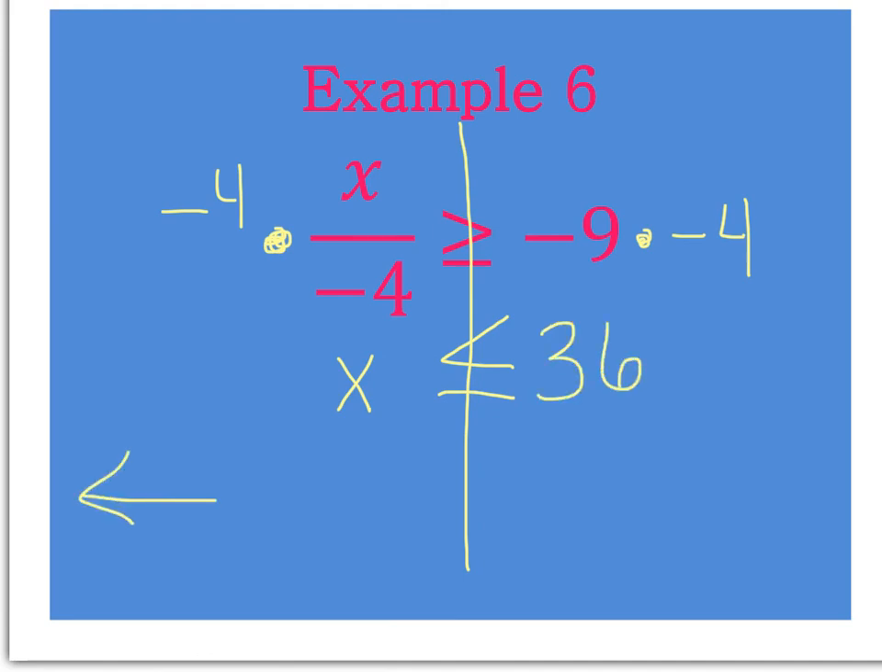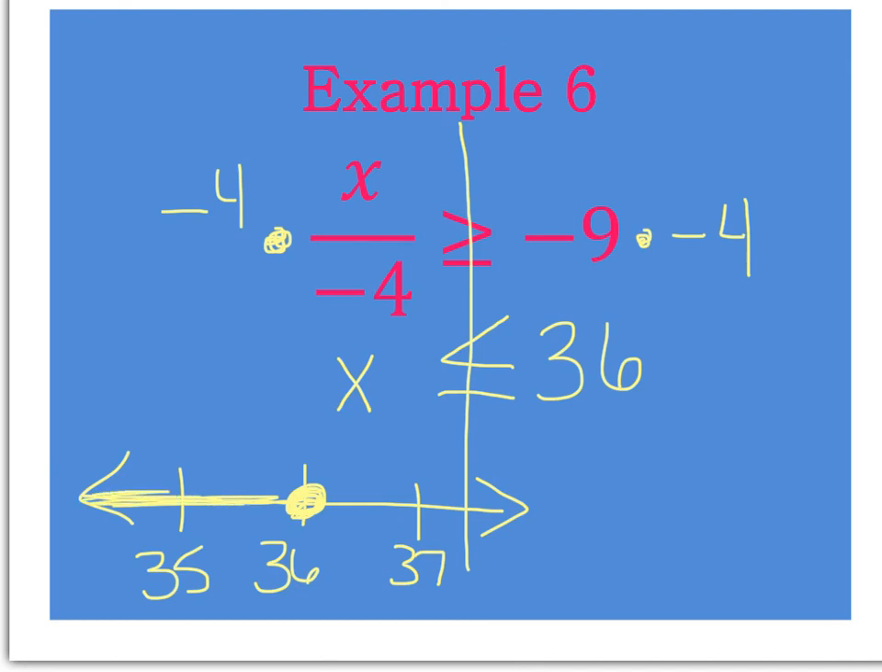And then if we graph our solutions, it said that x can be equal to, so we put in a filled-in circle, and that x is less than, so we shade everything to the left.